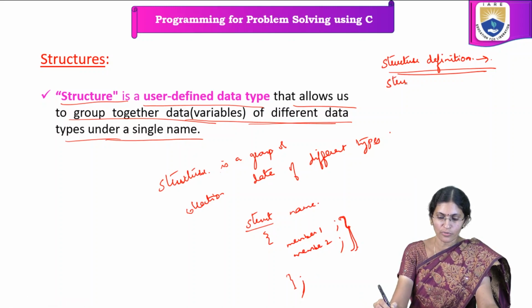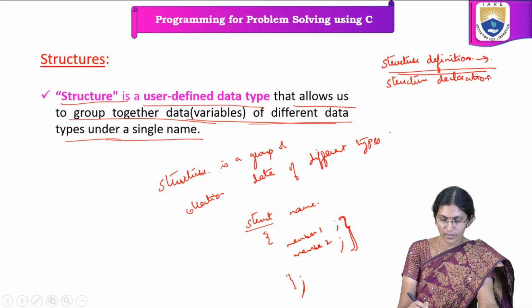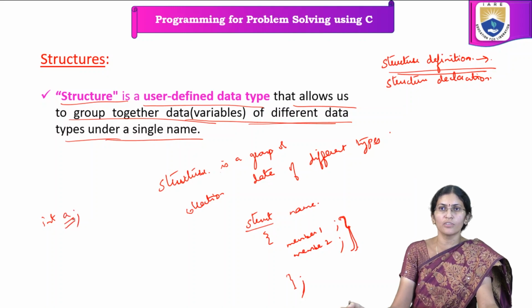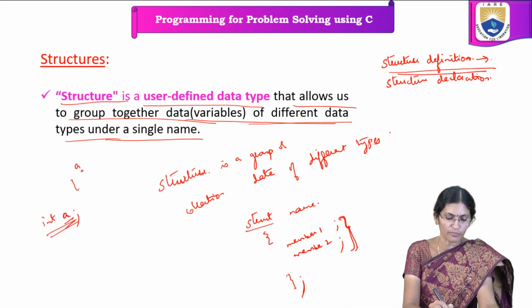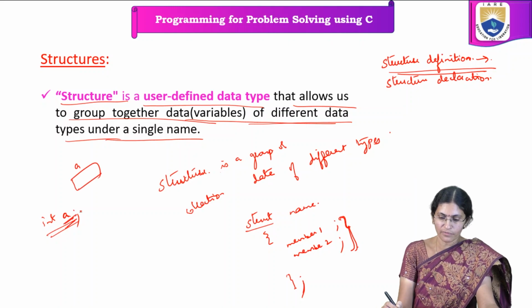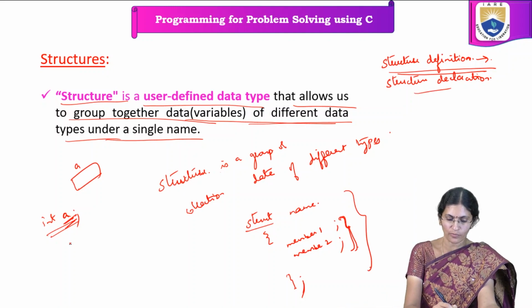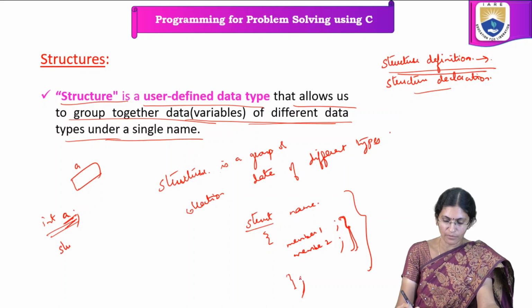Then after that, we need to declare the structure variable. Structure declaration involves declaring the structure variable. As we know, this is how we declare an integer variable: int a means the compiler will allocate 4 bytes of memory to this variable. Memory for a structure is allocated only when we declare the structure variable for it.